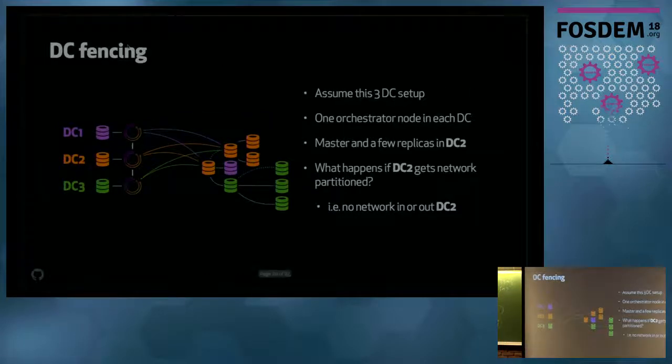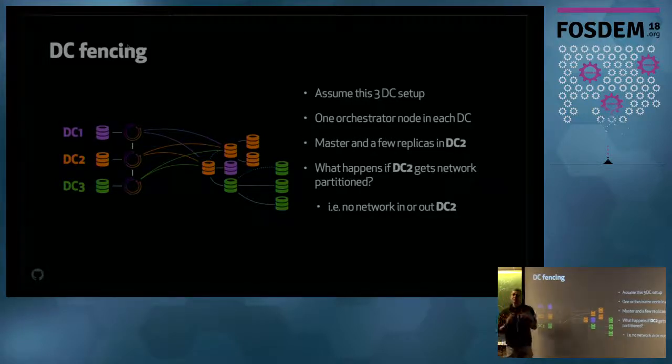I'd like to illustrate another flow. We have three DCs, DC1, DC2, DC3. Let's agree that the master is in DC2 and the active orchestrator node is in DC2. I'm going to network partition the data center. I didn't actually do that in production yet, maybe. Next time, next year. So DC2 is the active data center where the orchestrator leader is. What happens if we network isolate the entire data center?